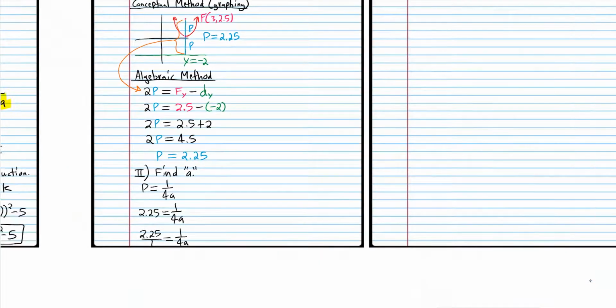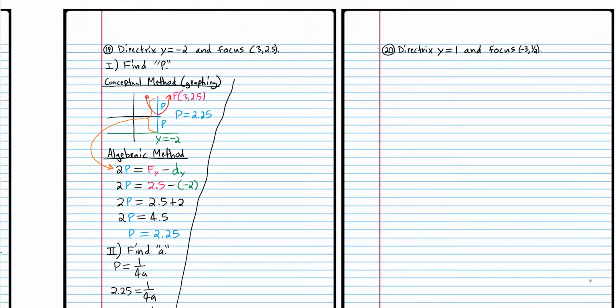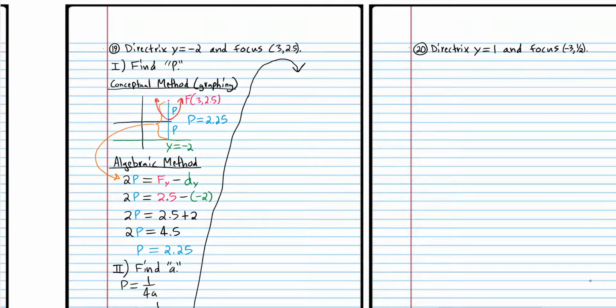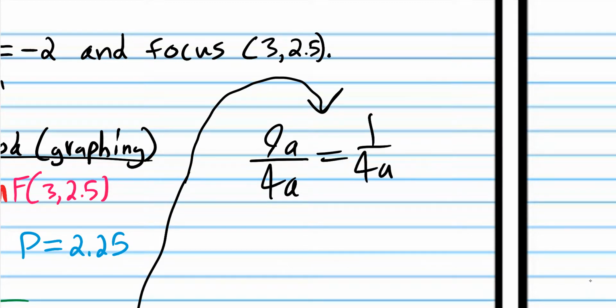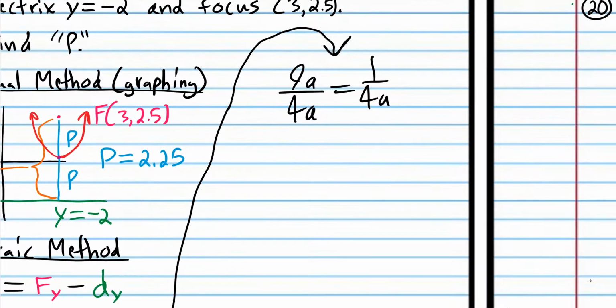A lot of students may have a little trouble with that, but that's just basic arithmetic though. 2.25 times 4 is 9. So we get 9a over 4a is equal to 1 over 4a. These fractions are equal and the denominators are the same, so obviously the numerators have to be equal, and divide both sides by 9, and we see a is equal to 1/9.